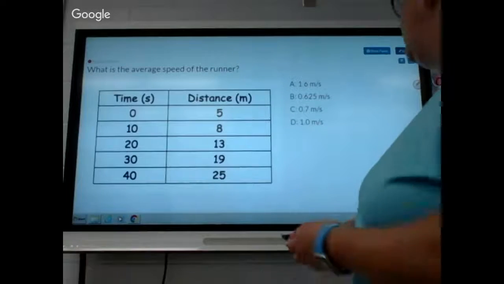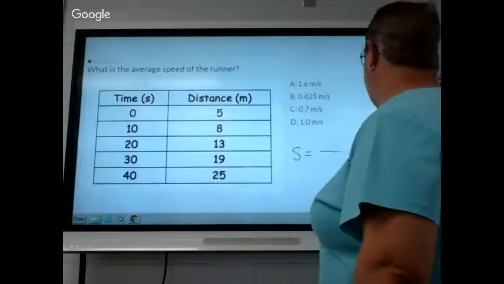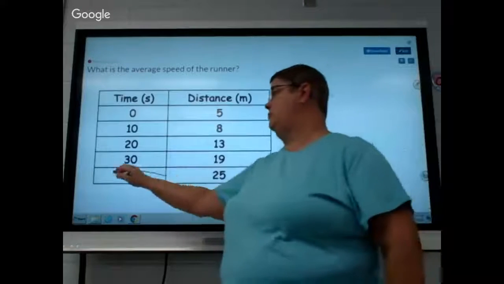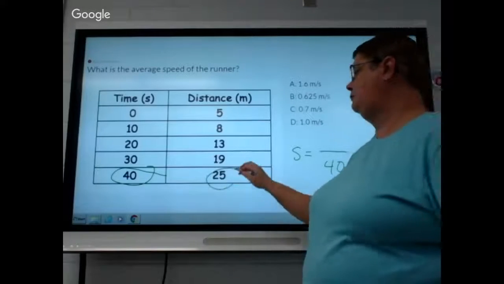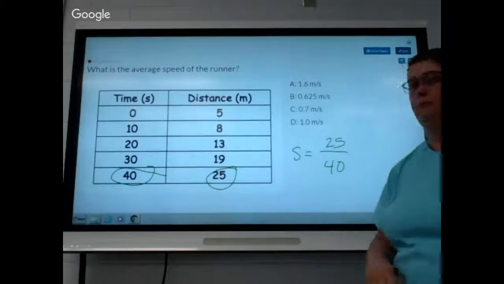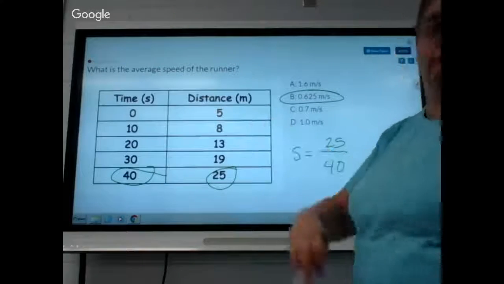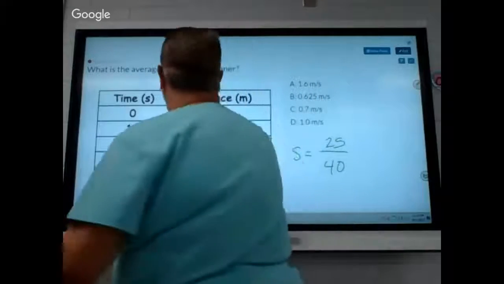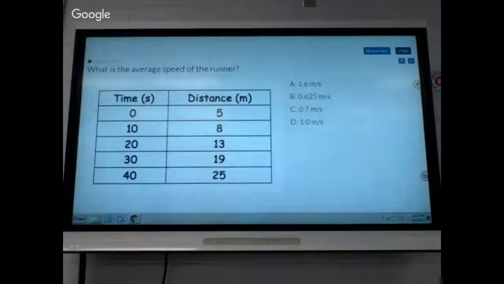These are split times. What's the total time he ran? What's the total time he did? 100. 40. The total distance he went? 25 divided by 40 is? I got it. B. You don't have to add all that together. It's split times. All right. Find a different one.